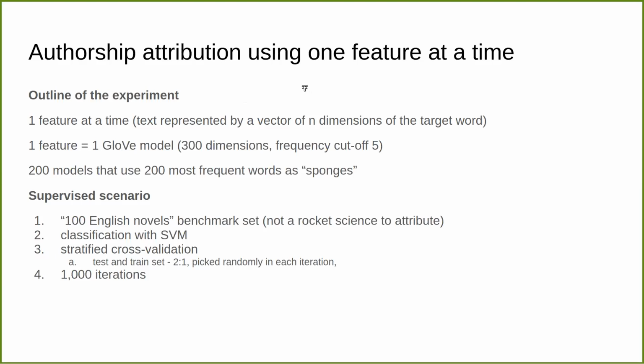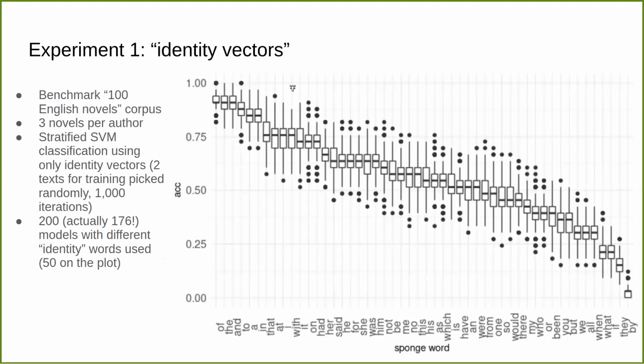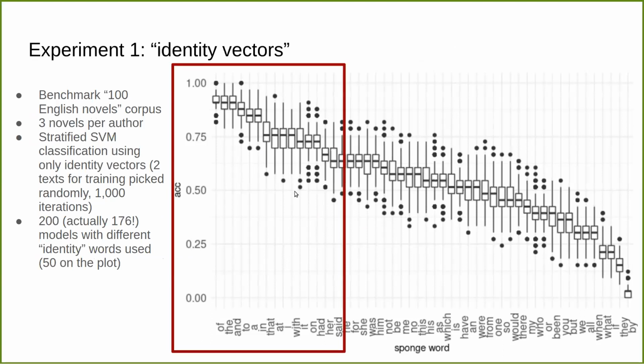And we do the stratified cross-validation on 1,000 iterations, where the test and the train vectors are picked randomly in each iteration across the whole corpus. So if we look at the 60, not 200, but the 60 most well-performing identity vectors and arrange them by the performance, you would see immediately that the best performing models are also including the words that are most frequent in English, right? So these are words like of, the, and, to, a, and so on.